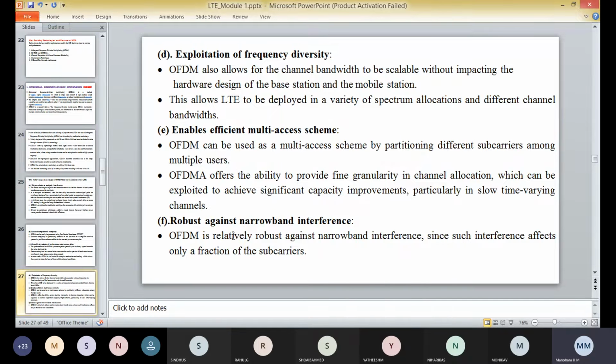And the next one we have is robustness against narrowband interference. OFDM is relatively robust against narrowband interference, since such interference affects only a fraction of the subcarriers.